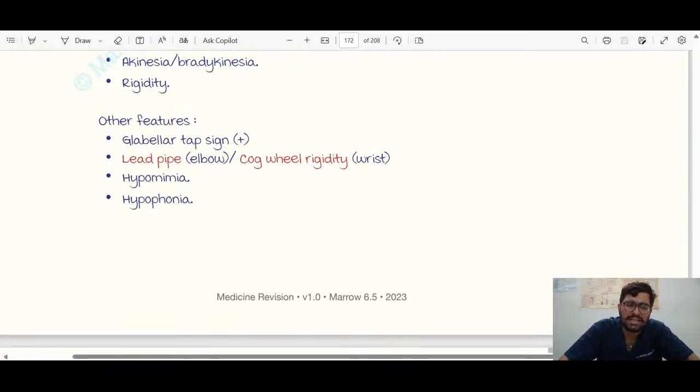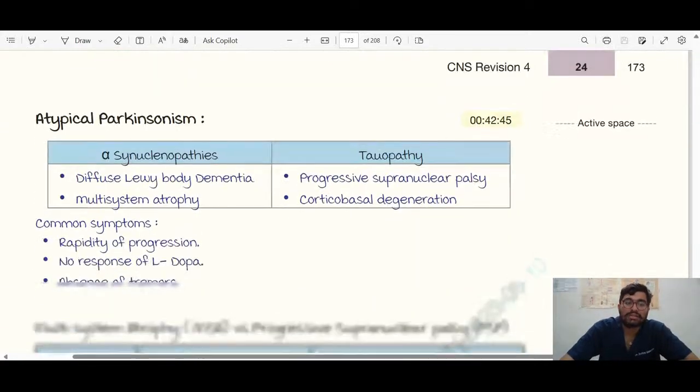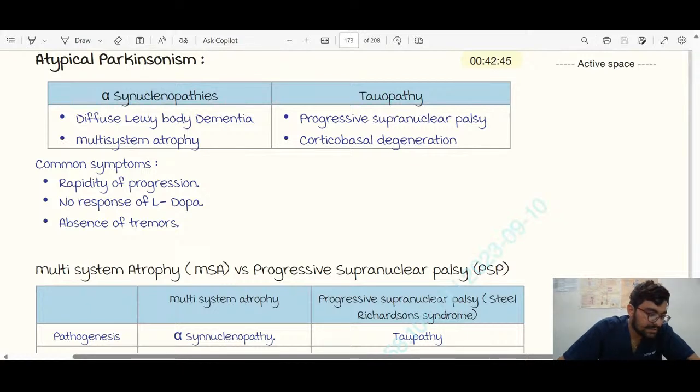What are the other features? Glabellar tap sign, lead pipe elbow or cogwheel rigidity, hypomimia, hypophonia. These all are other features of Parkinson disease. So guys, these are all typical types.